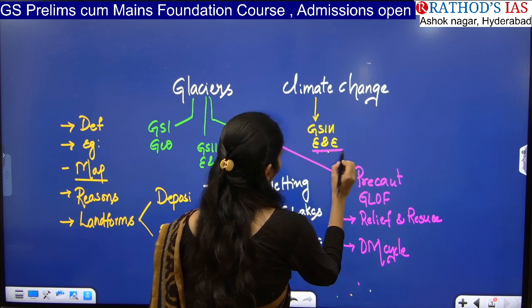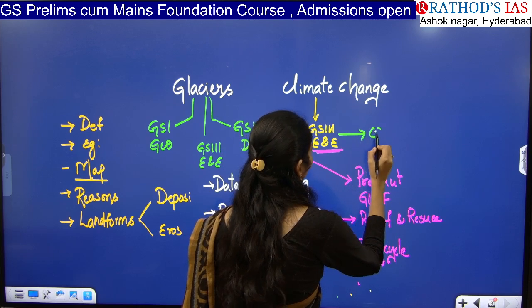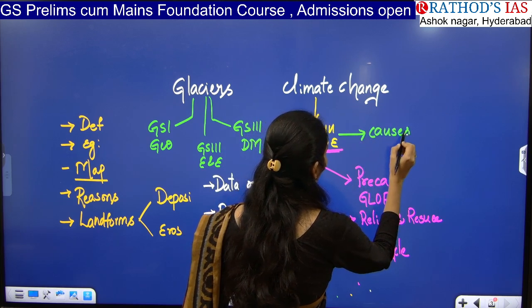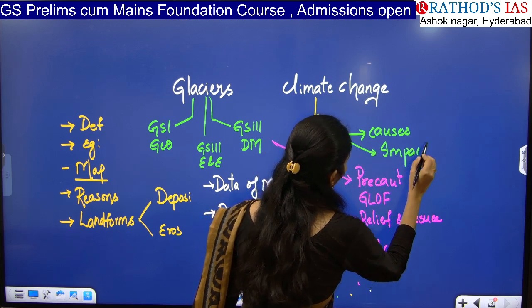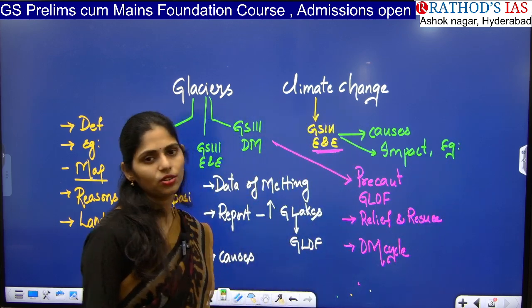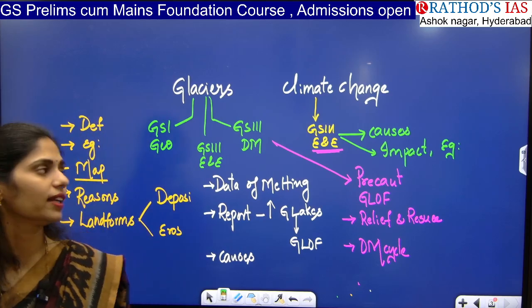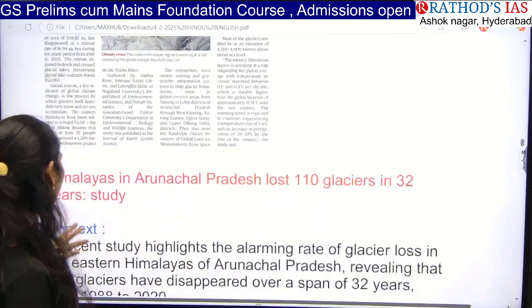And from environment and ecology, regarding climate change, you have to see what are the causes of climate change and what is the impact, and you have to see relevant examples. So if you do this, then you can write any question related to these three things. Okay, now let us see this article clearly.